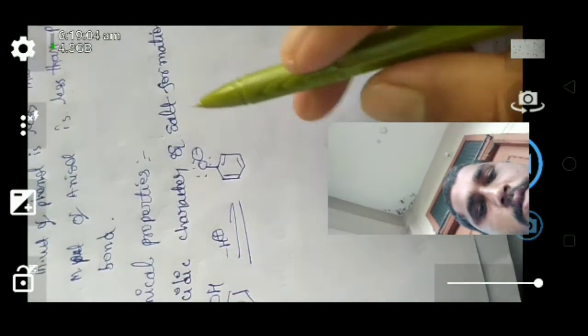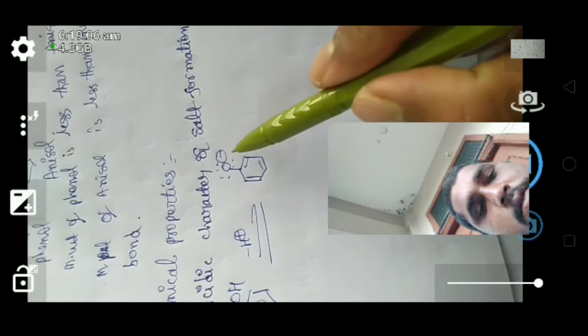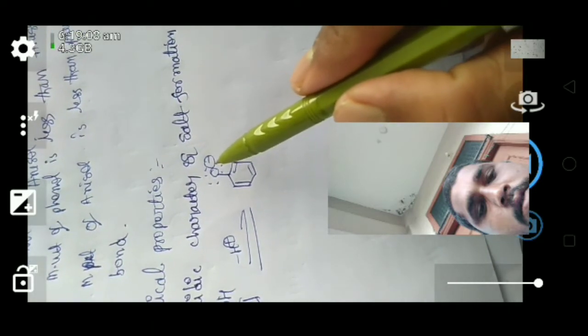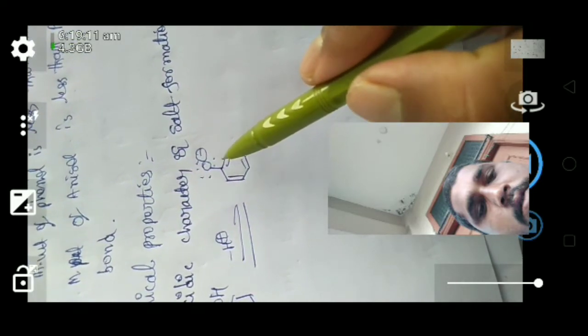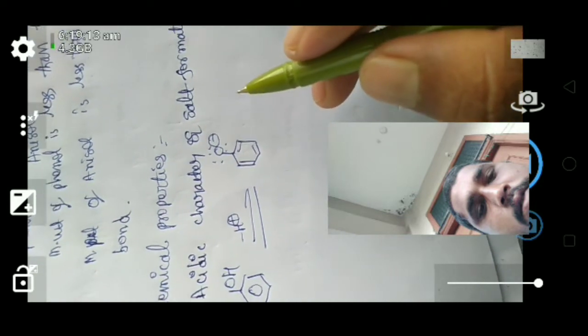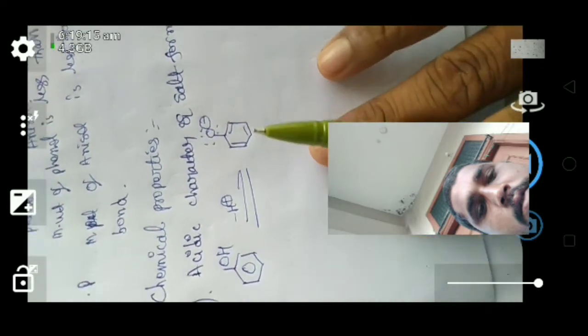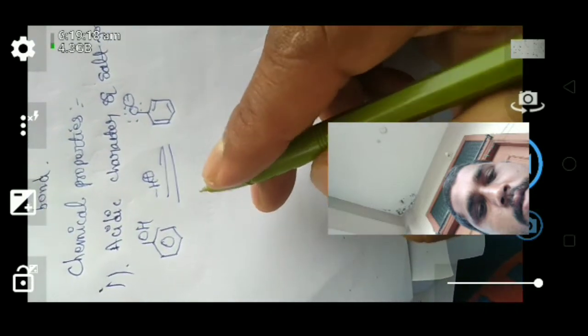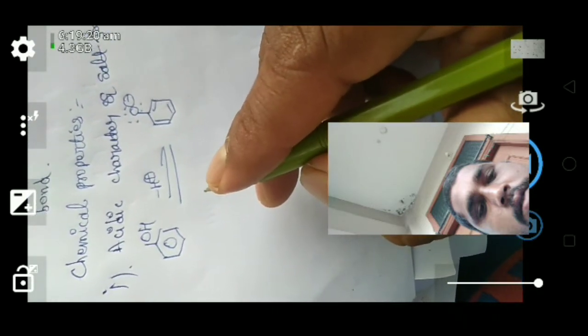This phenoxide ion is more stable than phenol, because in the phenoxide ion the oxygen contains an electron surplus, and this can donate electrons to the benzene ring and give resonance structures. That's why the phenoxide ion is more stable than phenol. Phenol, when reacted with sodium metal, gives the sodium salt of the phenoxide ion. And the same phenol, when reacted with aqueous sodium hydroxide, gives the sodium salt of the phenoxide ion and water.